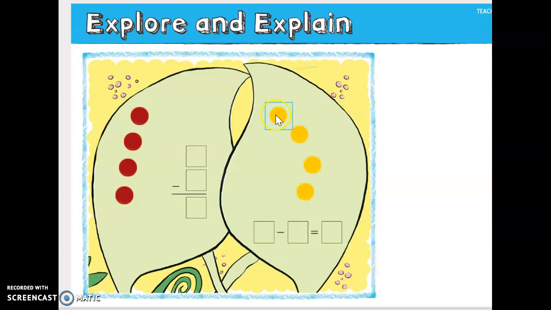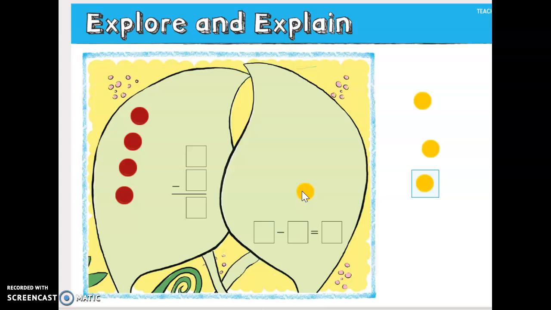So you need to have 4 circles on one side and 4 circles on the other side. Now, it says that 3 bugs flew away. So we're going to take 3 of these right here. 1, 2, 3. And how many are left? So I know right now that my answer is going to be 1, 2, 3, 4, 5.